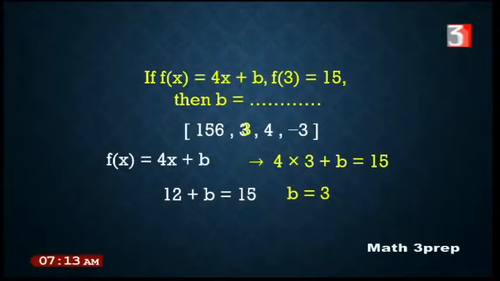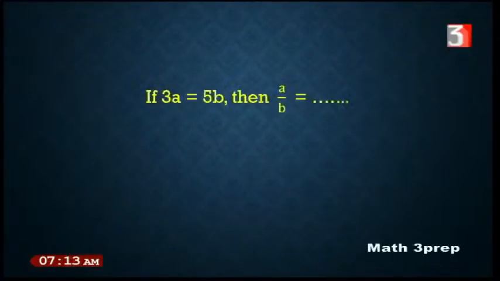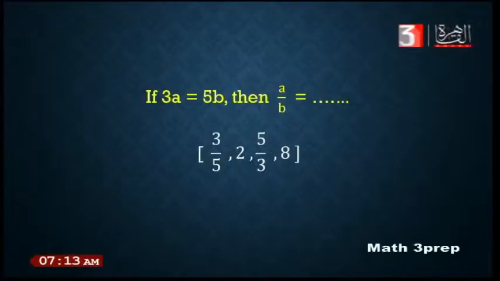Another example, if 3a equals 5b, then a over b equals what? Is it 3 over 5, 2, 5 over 3, or 8? Yes, a over b is going to be 5 over 3, which is the third choice. As if you are going to make a cross multiplication, you are going to return back to 3a equals 5b.